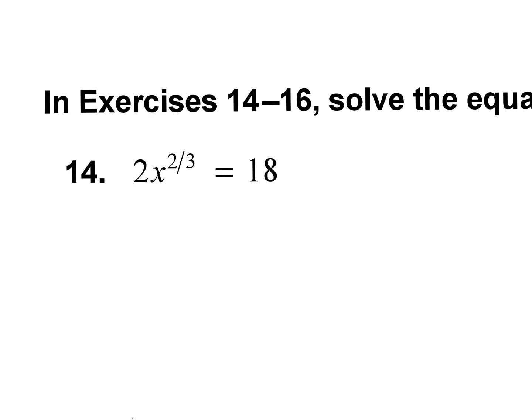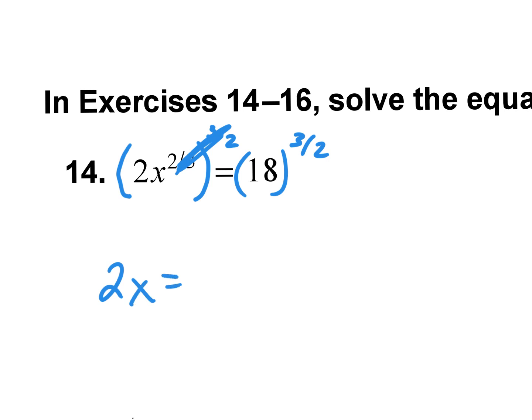When I am raising to a fractional exponent, how would I undo the 2/3? What would I have to multiply that exponent of 2/3 by to make it a 1? The reciprocal, right? Which would be 3 over 2. So what you do to one side, you do where? To the other. So these cancel out. You're left with 2x. How do I rewrite this?